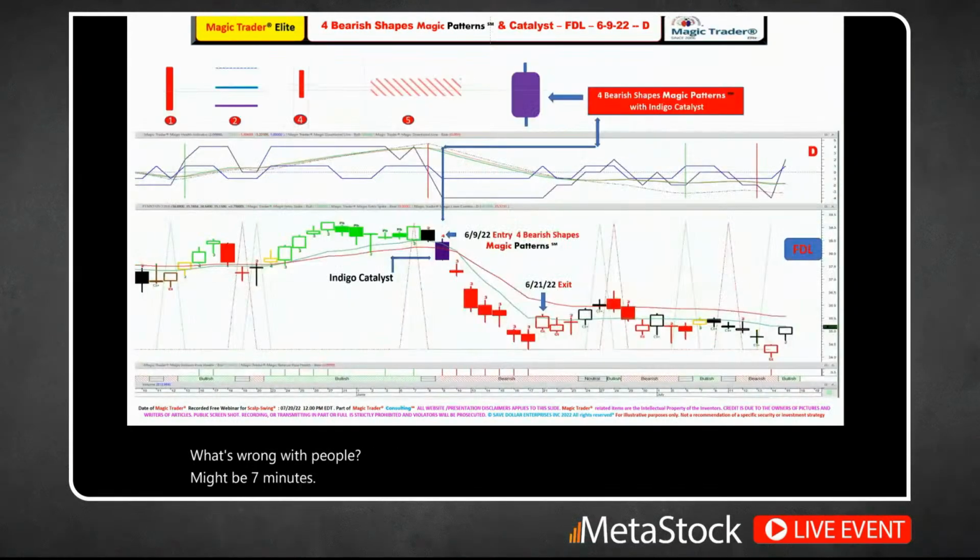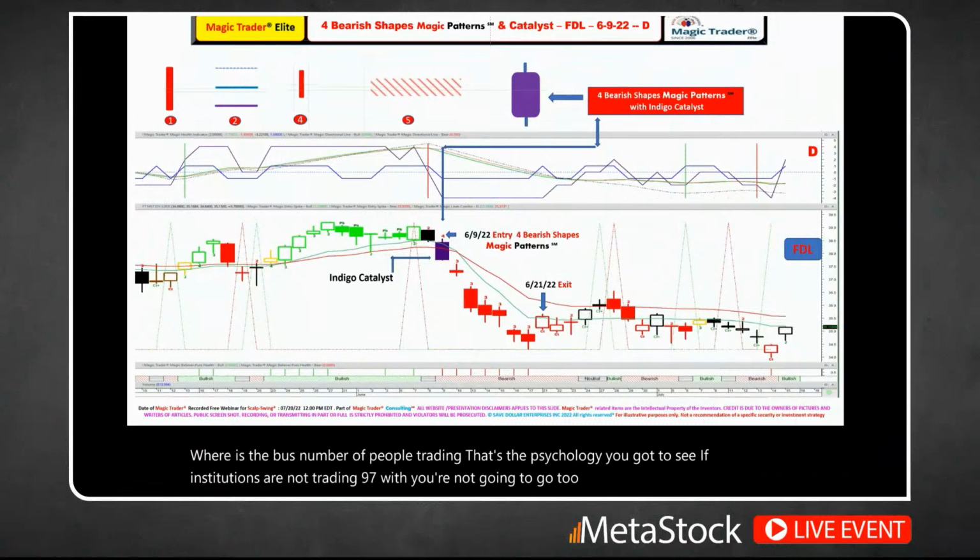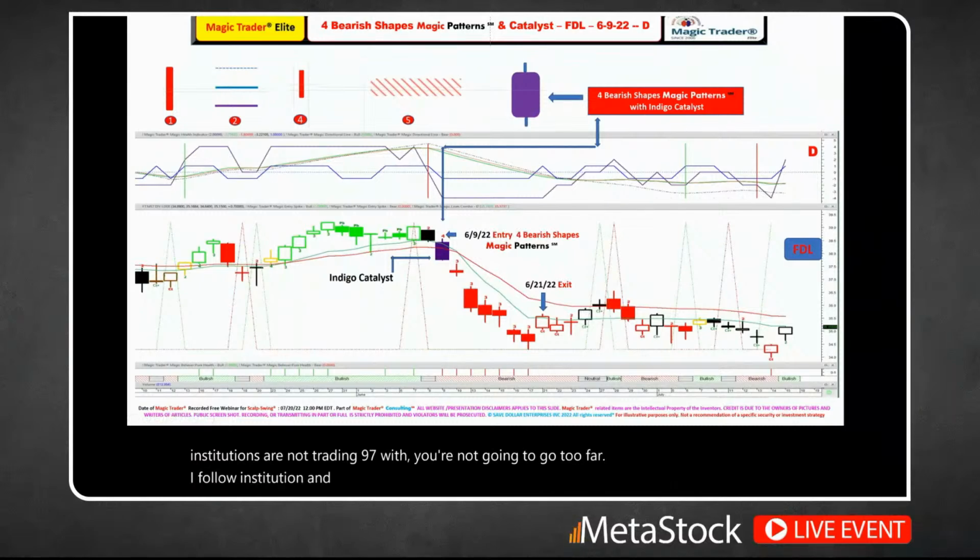Where is the mass number of people trading? That's the psychology you got to see. If institutions are not trading 97 minutes, you're not going to go too far. I follow institution, and people in my room can put the message. Do I talk about institution every chance I have? Because what I learn, I'm teaching them.